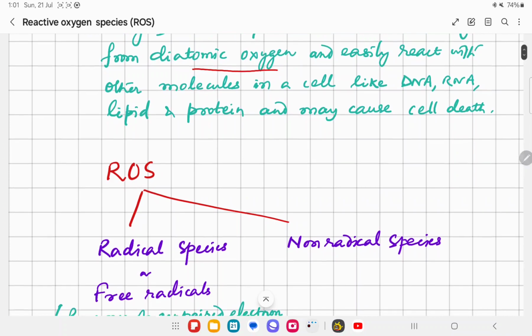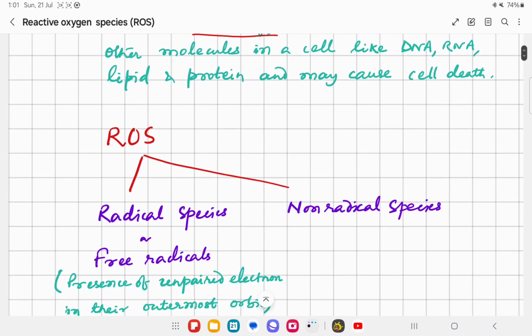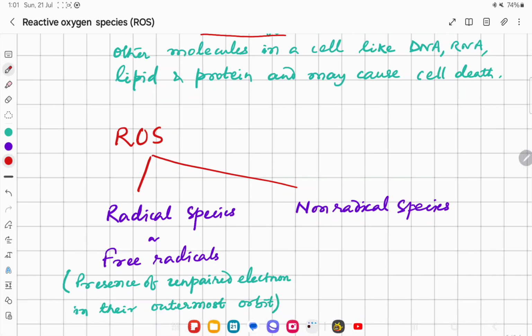So these are basically the byproducts of cellular metabolism, and they can be of two types, radical and non-radical. The radical species are also known as free radicals because of the presence of an unpaired electron in their outermost orbit. Non-radical species, even though they are non-radical, can generate free radicals, so they come under reactive oxygen species.